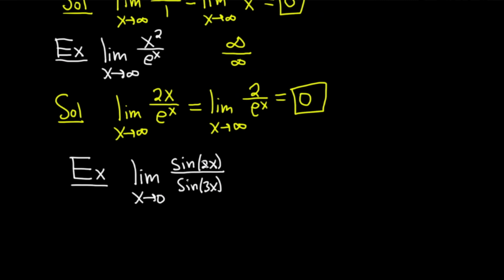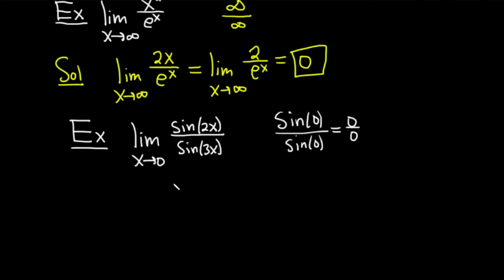This time we have the limit of sine 2x over 3x as x approaches 0. So if we plug in 0 here, we'll get the sine of 2 times 0, so the sine of 0, over the sine of 3 times 0, which is the sine of 0. Sine of 0 is 0, so you get 0 over 0, and that's one of the allowed forms for L'Hopital's rule. We can actually use it in this problem to make it easier. Solution.